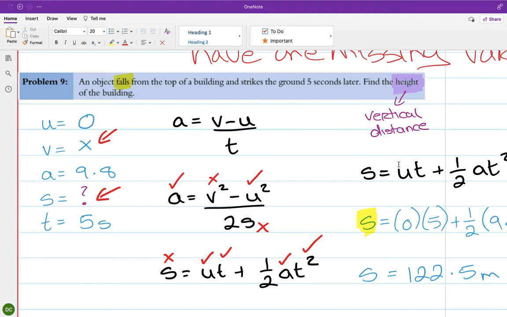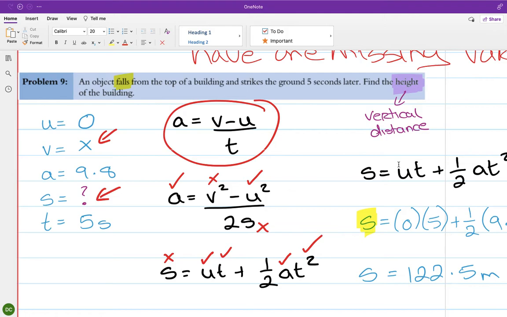Once you have your UVAST quantities written down, get your three formulas in one place and do exactly what I did there. So I need distance. This first one is not looking good because it doesn't have an S in it. So I skipped over to the second one. I went through the second one bit by bit, each time asking myself, do I have it, do I have it, do I have it?